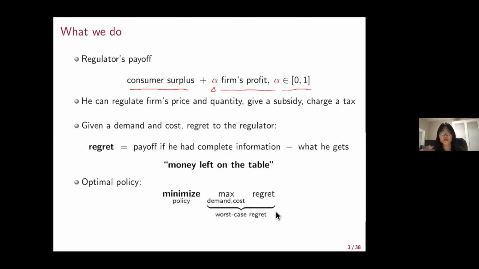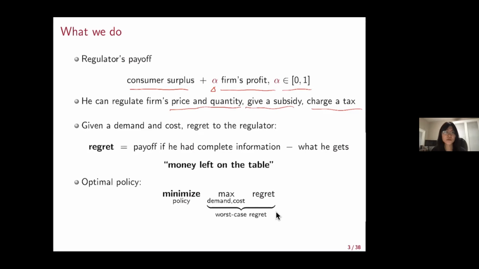Now our regulator has access to all kinds of instruments. He can regulate the firm's price and or quantity. He can give a subsidy to the firm, or he can charge a tax from the firm. So both the regulator and the firm have deep pockets. Now, given a regulation policy, the firm will observe its demand and cost functions, and the firm would choose a price and a quantity to maximize its profit.